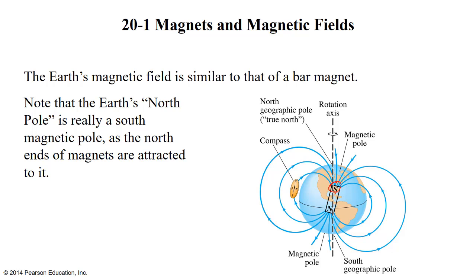We think it's created by flowing charge in the core, and it creates or generates this magnetic pole up here that we use to navigate, right? Our compasses point that way, but magnetic north is actually down here.